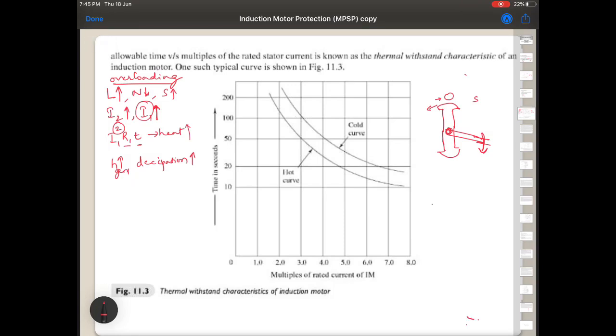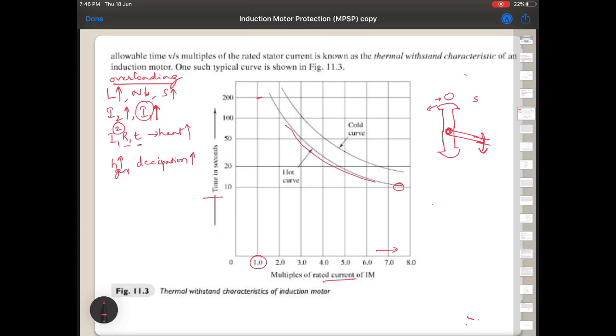Now we'll try to understand this graph. This graph is current versus time. During the normal operating condition, that is rated current, if it is running at rated current, the temperature will take more time to rise. But if it draws high current during running, then within no time it will get heated up. Now we understood this graph, the hot graph, that is during running condition.